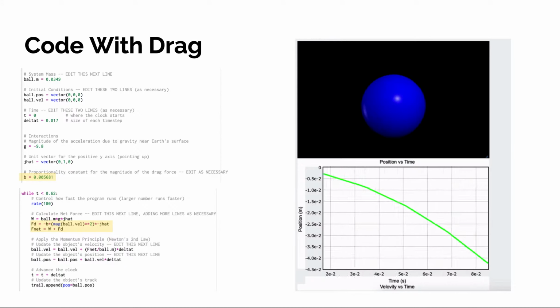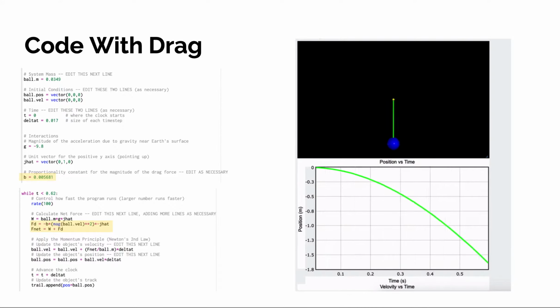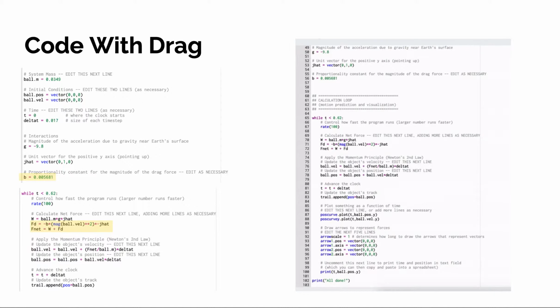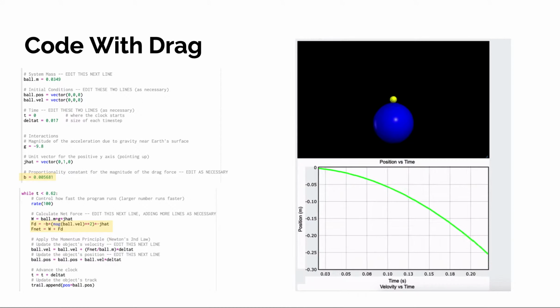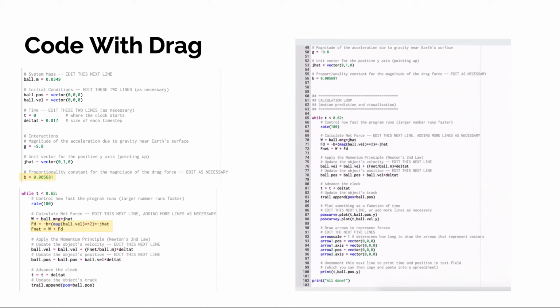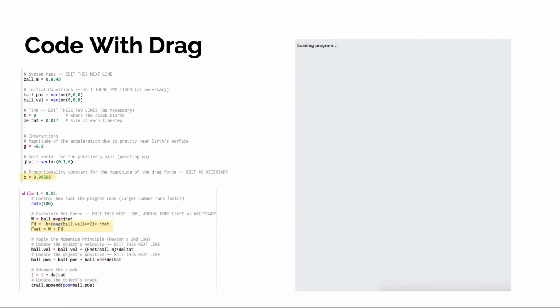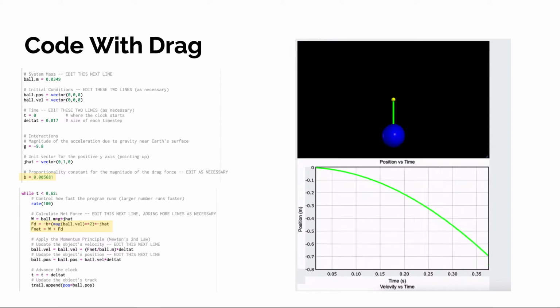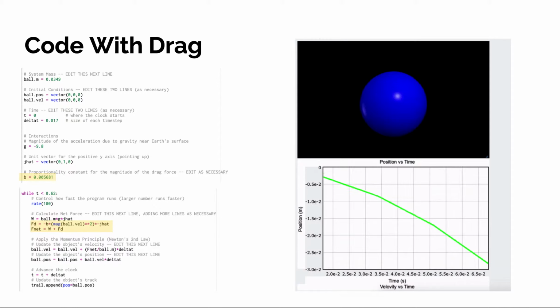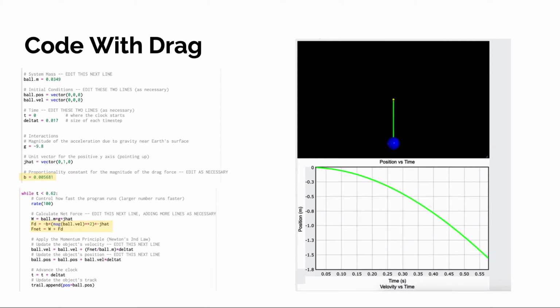I then constructed a computational model including drag. I adjusted the drag value and then adjusted the calculation for the net force on the object as it was dropped. This included the drag force, negative b times the magnitude of the ball's velocity squared times j hat. As you can see, the computational model is to the right.